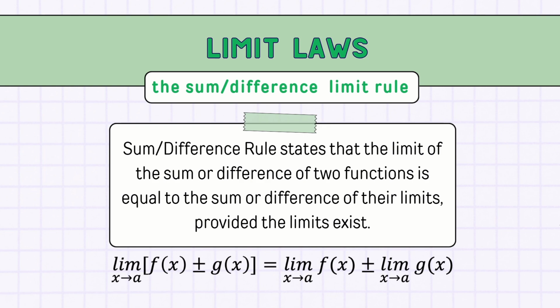Next, we have the sum and difference limit rule. The sum and difference rule states that the limit of the sum or difference of two functions is equal to the sum or difference of their limits, provided the limits exist.